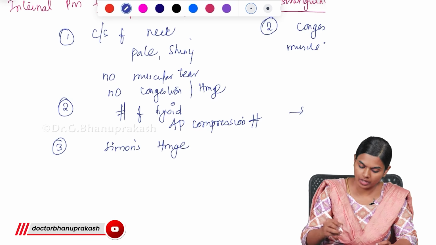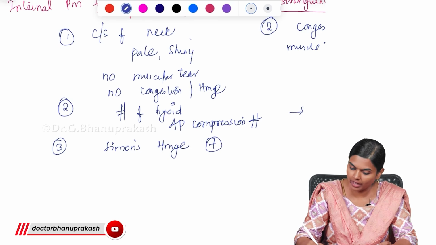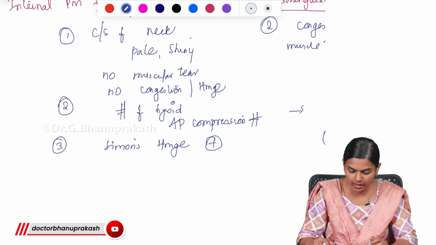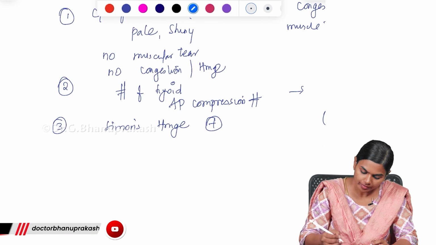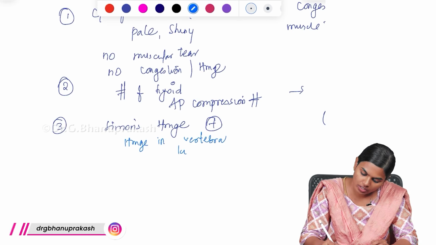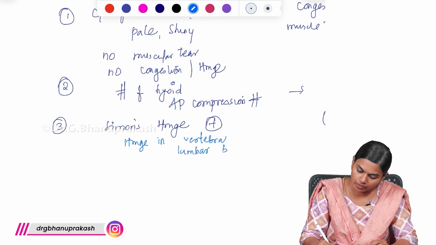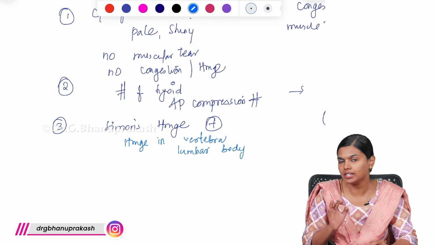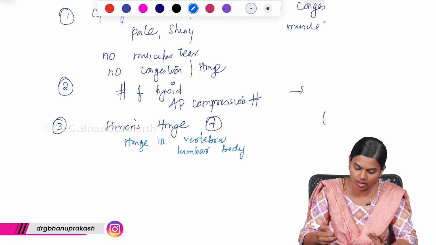So this Simon's hemorrhage is seen only in case of hanging, not in case of strangulation. So what is Simon's hemorrhage? It is the hemorrhage seen in the vertebra, especially the body of the lumbar vertebra. You will see this Simon's hemorrhage only in case of hanging, not in strangulation.